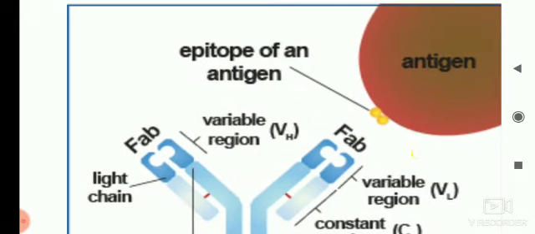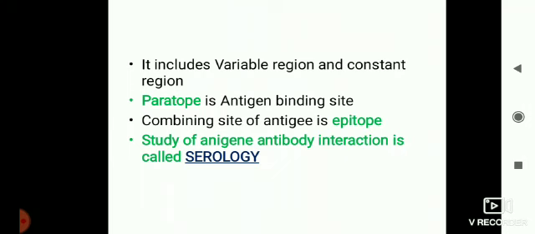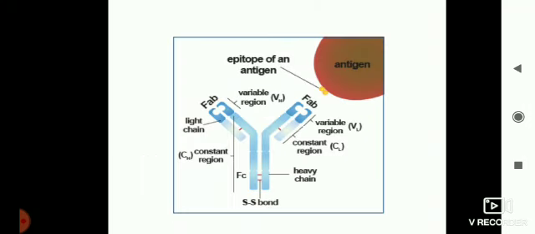In the picture you can see the Y-shaped antibody. In the examination, though the question comes for 2 marks, write a note on antibody. You are supposed to draw the diagram. In the picture you can see 2 light chains, 2 heavy chains. They are held together by disulfide bonds. It is Y-shaped.